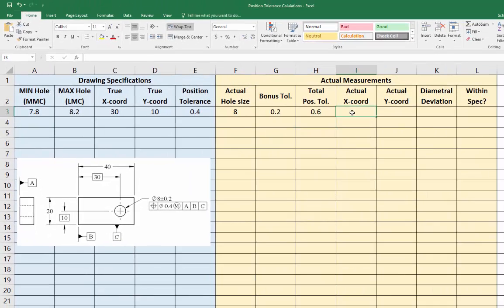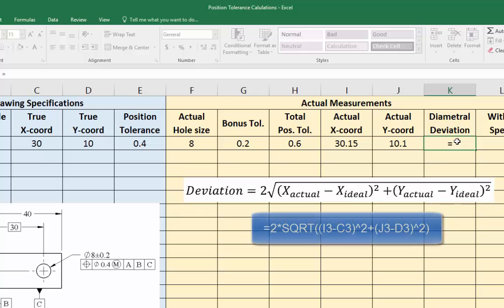The actual x-coordinate would be measured by a CMM. Let's suppose that that actual x-coordinate is 30.15 millimeters, and the actual y-coordinate is 10.1 millimeters. We can now calculate the deviation of the actual position of the hole from the true position. We do that by equaling the square root of the actual x-coordinate, subtract the true position, squared, plus the actual y-coordinate minus the true position, squared, close parentheses.